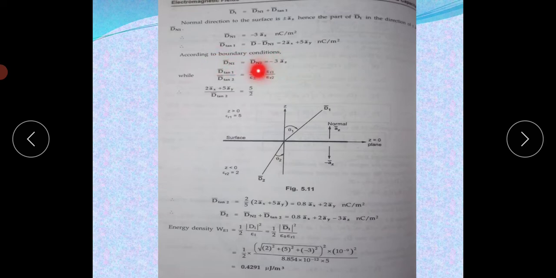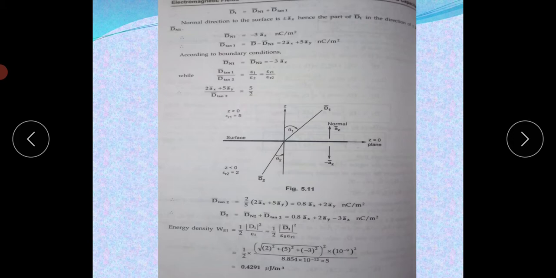So dn2 equals dn1, which equals minus 3 az bar. Next, another boundary condition, the second boundary condition: d tan 1 by d tan 2 equals epsilon 1 by epsilon 2, or epsilon r1 by epsilon r2. We know that d tan 1 equals 2 ax bar plus 5 ay bar, divided by d tan 2.